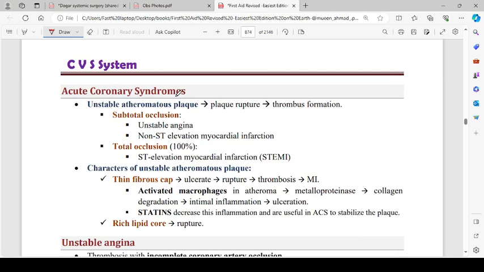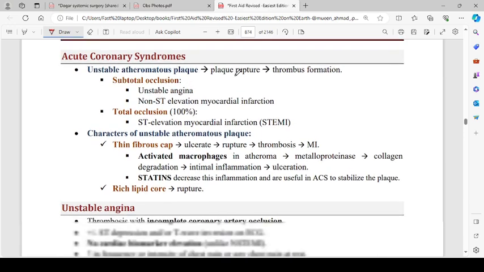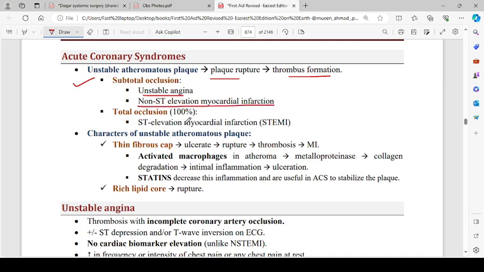Acute coronary syndrome. In unstable atheromatous plaque, plaque rupture will lead to thrombus formation. If it is subtotal occlusion, that will result in unstable angina or non-ST elevation myocardial infarction. And in cases of total occlusion, there will be ST elevation myocardial infarction.